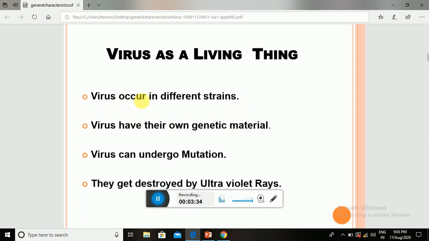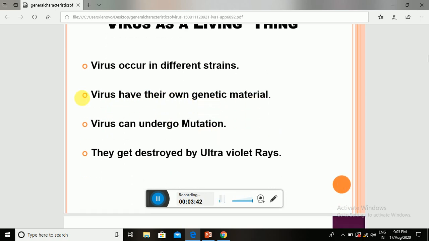Now, the virus as a living thing. Viruses occur in different strains; they have a number of strains. Viruses have their own genetic material, while using the machinery of the host cell. The genetic material is either DNA or RNA. Viruses can undergo mutation, a sudden change in the genetic material. A well-known example of a mutated virus is COVID-19.